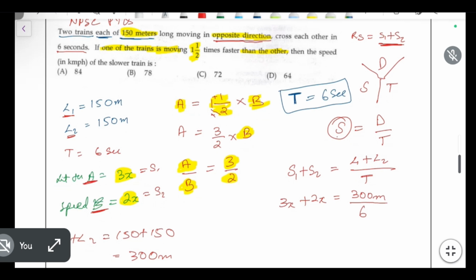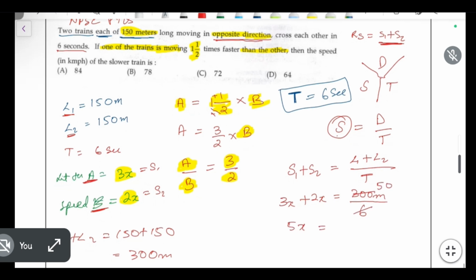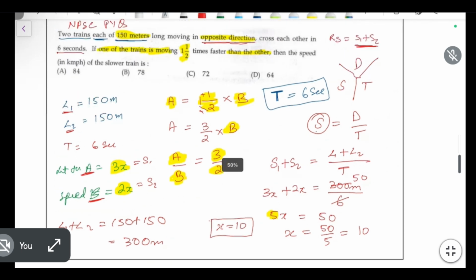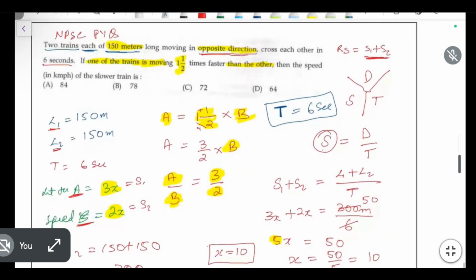3x plus 2x is 5x, which is equal to 6 5s are 30, which means 30 here. So x here is nothing but, if I transfer this 5x to the other side, it will be in the denominator, which means 30 divided by 5, which is equal to 6. Our x value is equal to 10. That's what we have. But remember, that is only the value of x.